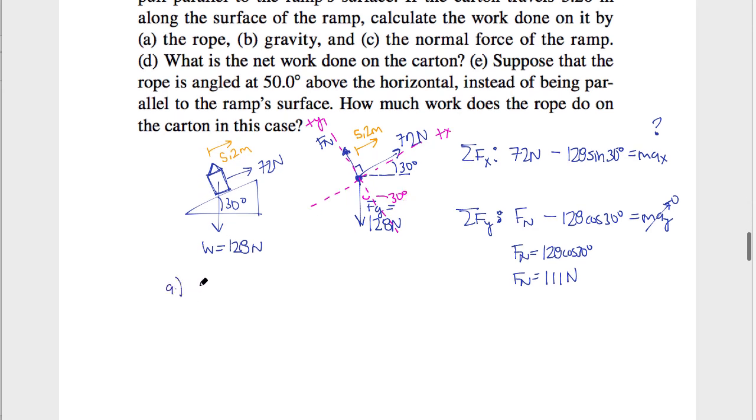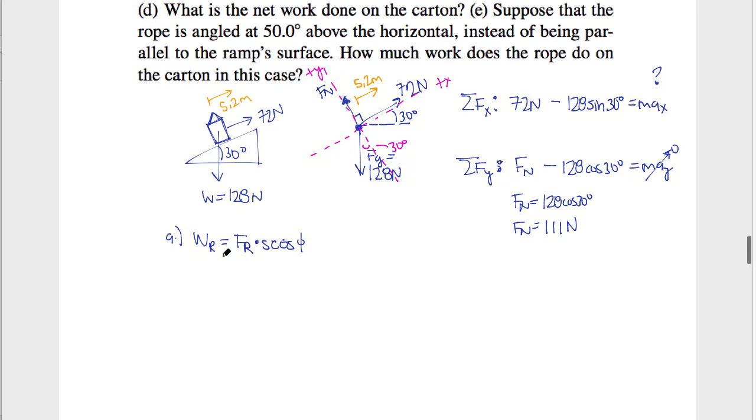So A says, what is the work done by the rope? So this is going to be the force in the rope times the displacement times the cosine of the angle between them. And the angle between the displacement and the force in the rope is 0. So the work done by the rope is going to be 72 newtons times 5.2 meters times the cosine of 0 degrees. And so the work done by the rope here is 374, I'm not going to round this actually, it's 374.4 joules.